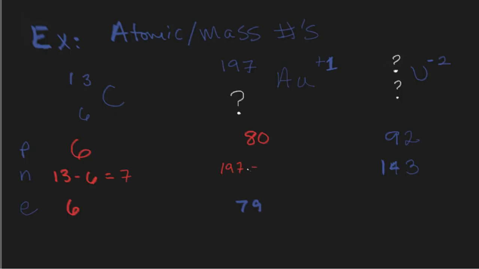Then to get the number of neutrons, take the mass number minus that atomic number, and that's going to give you 117.